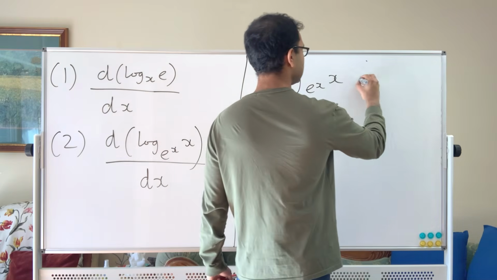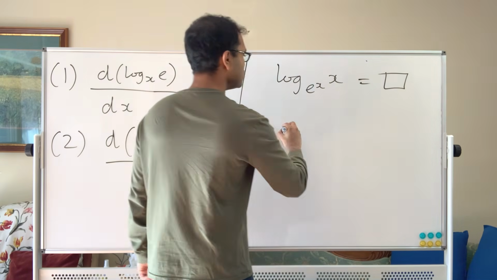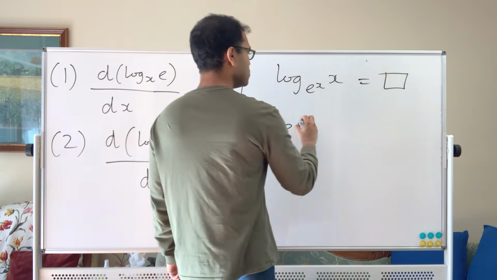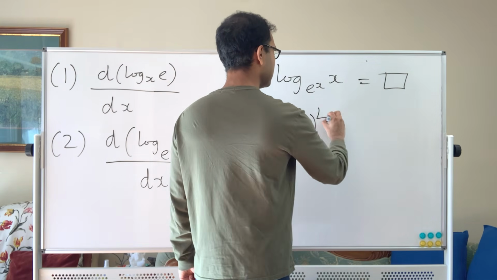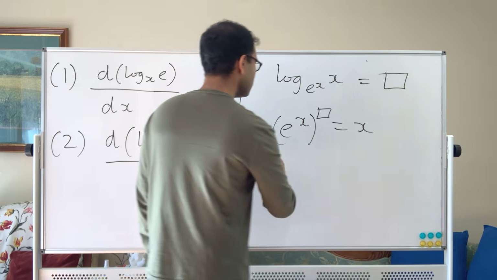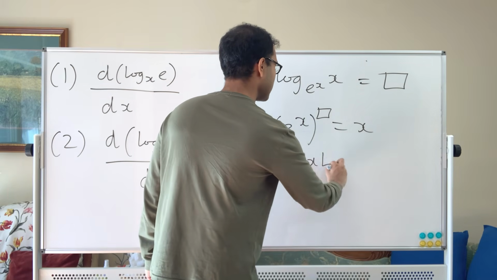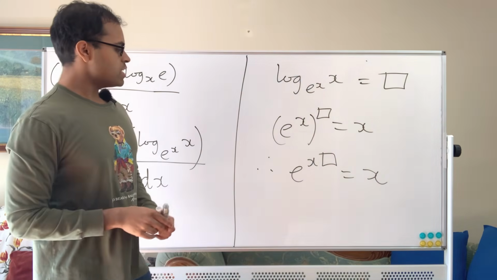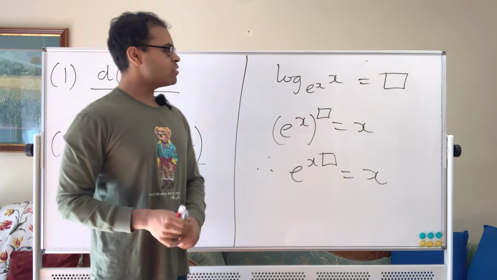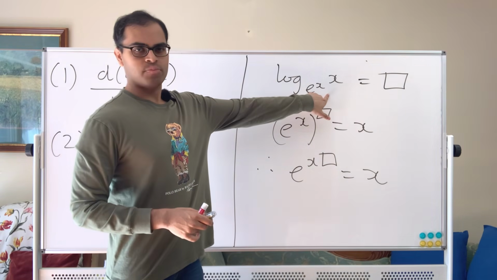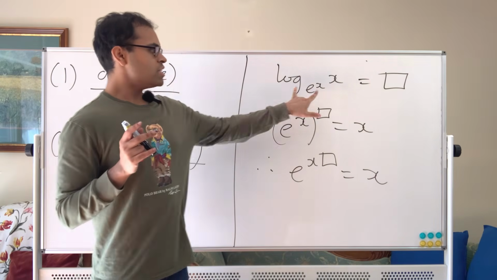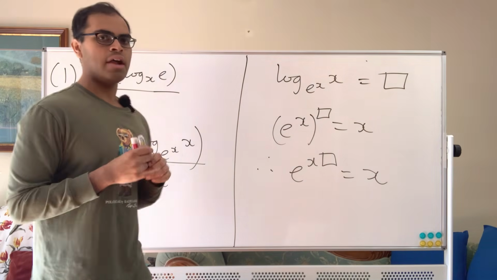So log base e to the x of x, again, let's call it blank. So then what is blank? Blank is the thing you have to raise e to the x by to get x. So basically e to the x power blank is going to equal x. And the point here is now we can solve for blank, okay? The reason I put blank is I don't like seeing this weird expression. You can call it some other letter, but you have to be careful because it may introduce errors sometimes.